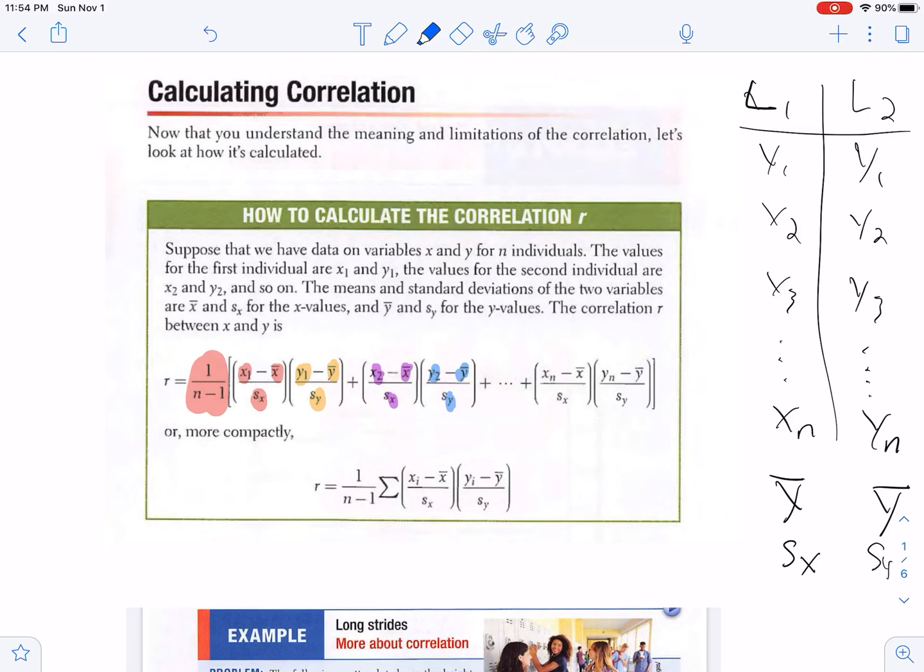Compactly, using our sigma notation, I can write this as 1 over n minus 1, the sum of xi minus x bar over sx, times yi minus y bar over sy, and you should be able to see that these two things are indeed the same.